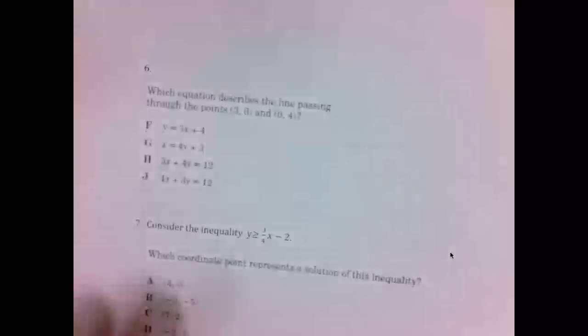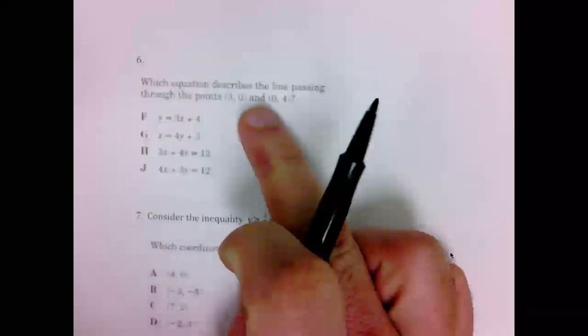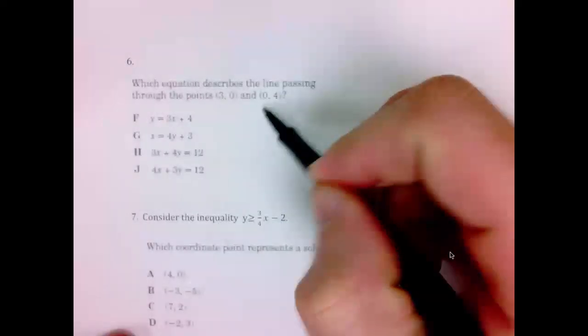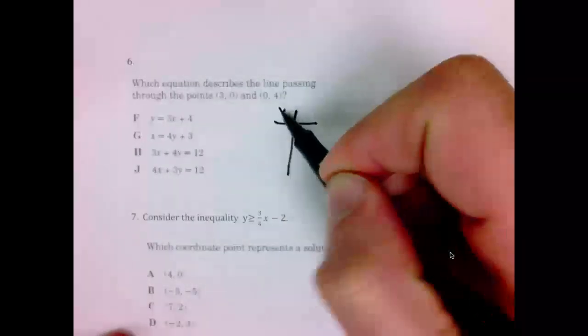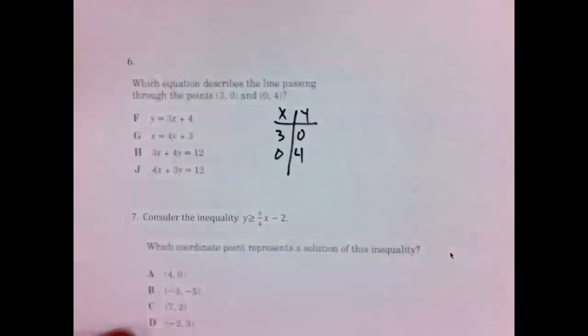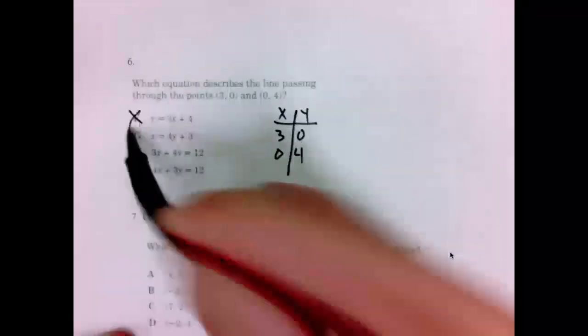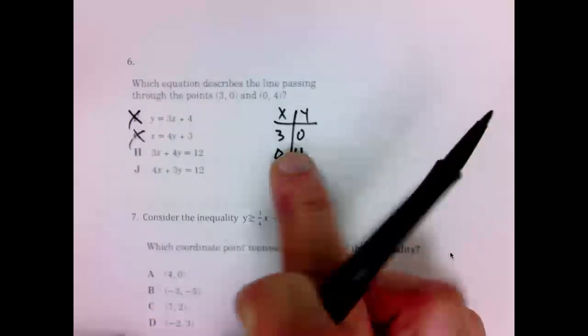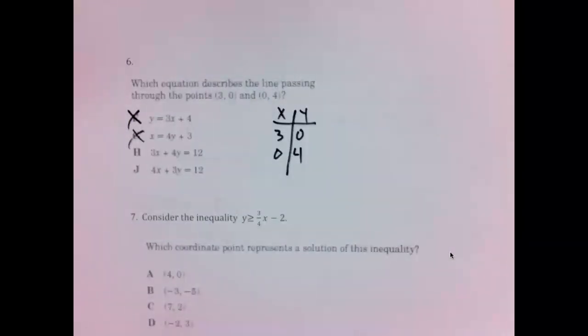6. Which equation describes the line passing through 3, 0, and 0, 4? Well, you could have put these in your calculator. You could have gone into your spreadsheet, X and Y, put in 3, 0, and 0, 4, and come up with an equation. If you did, you would see it was certainly not F. G ends up being no good either. Now, you would need to do a little manipulation to get it in standard form, or we could take these points and substitute them in and see which gets a true statement. That's what I hope you did.